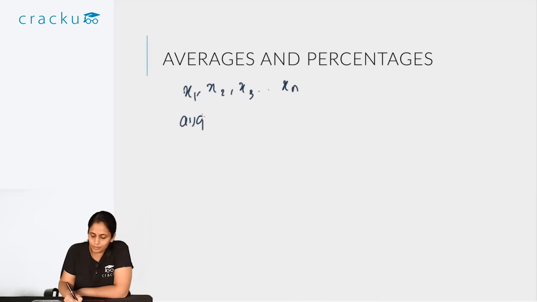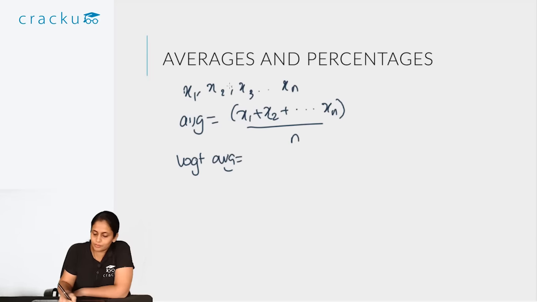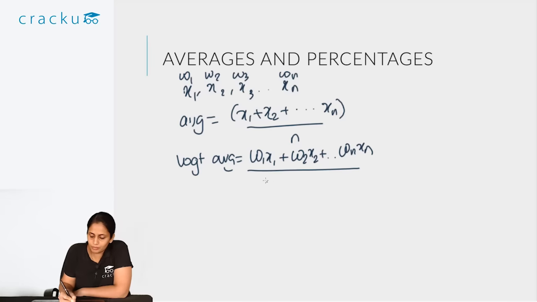So the average is equal to the sum of x1 to xn divided by n. The weighted average is equal to, suppose the weights for each of these are w1, w2, w3 till wn. The weighted average is w1 x1 plus w2 x2 plus and so on till wn xn divided by w1 plus w2 plus and so on till wn. So this is essentially a weighted average.